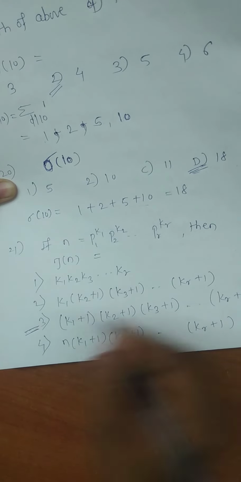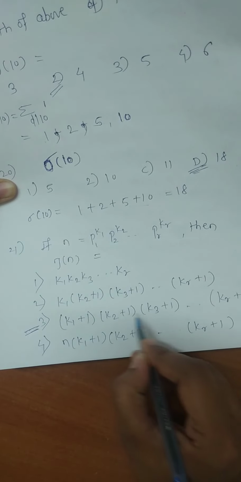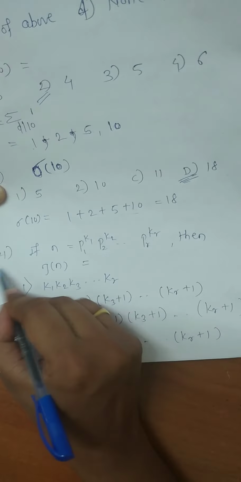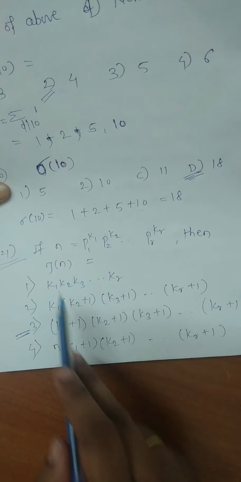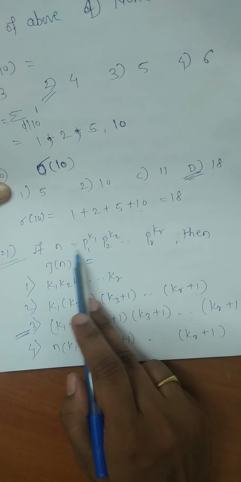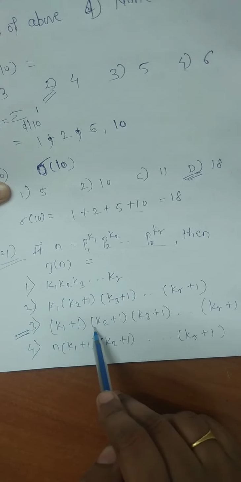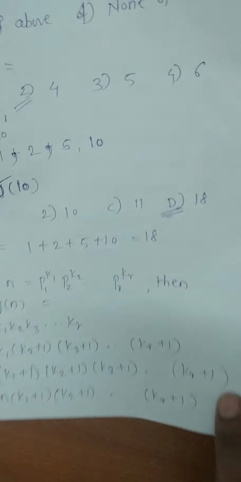We have already learned this theorem. What is k1 plus 1, k2 plus 1, k3 plus 1 up to kr plus 1? We will see an example on this formula, so write down this formula. Tau of n, if n is written like this, then we can find tau of n as k1 plus 1 into k2 plus 1 into k3 plus 1 up to kr plus 1.